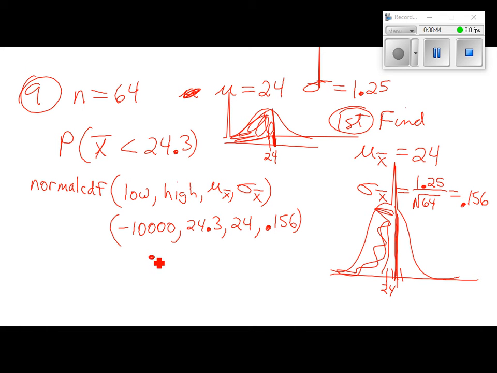So what'd you come up with? 0.97? Everybody agree with that? So about 97% of the data would be at 24.3 or below. See, it's a good day.